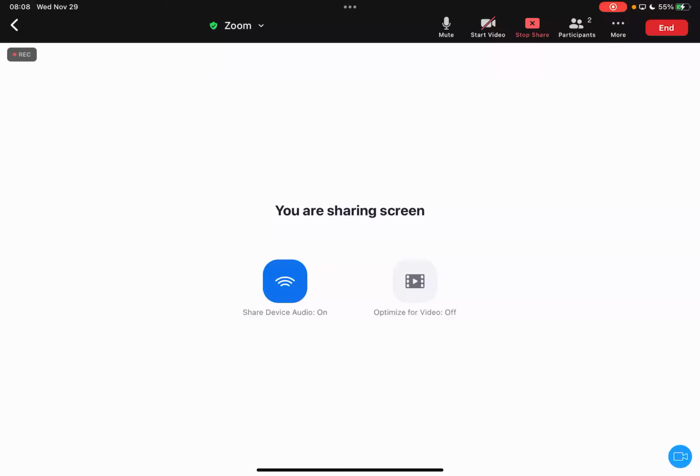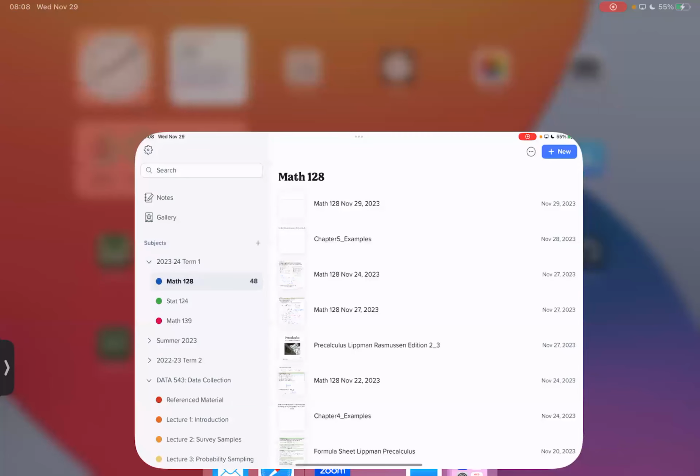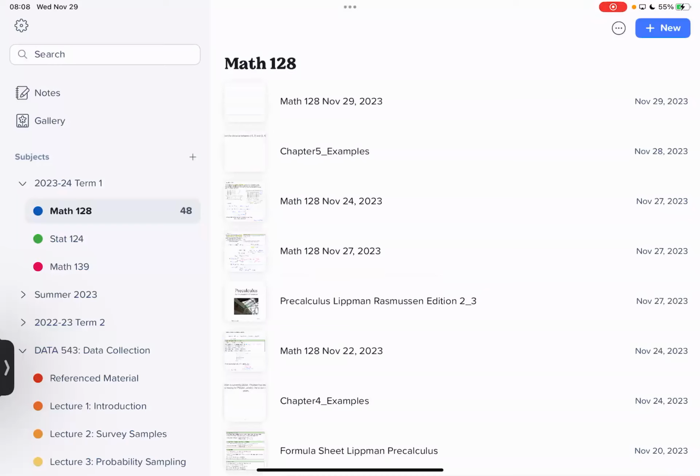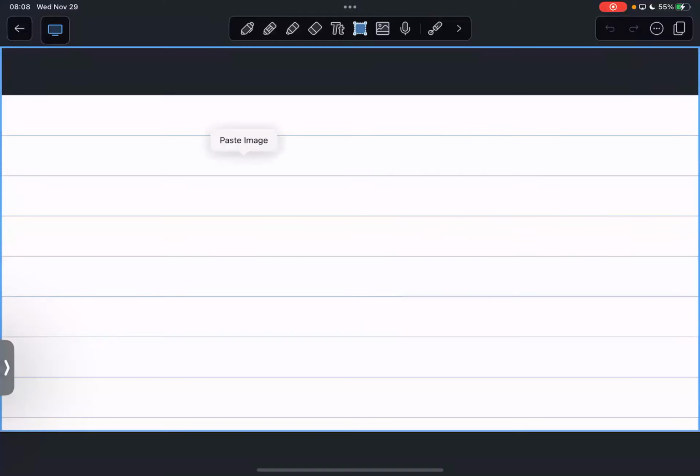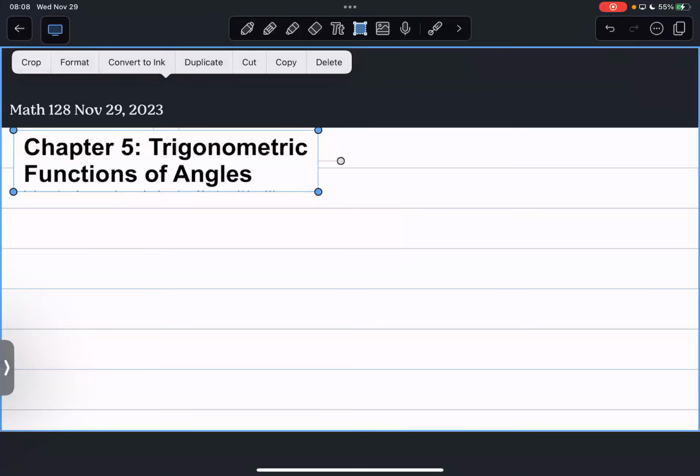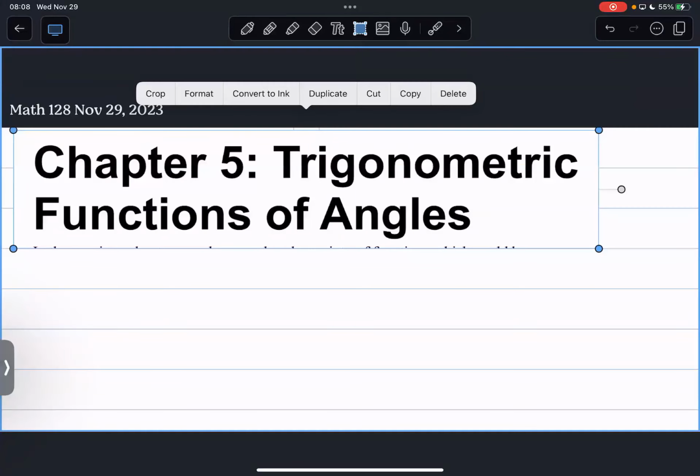All right. Let's see here. So we're starting chapter 5 today, which is trig. I don't anticipate that we'll get very far. Let me just paste this in here because we don't have very many days left.